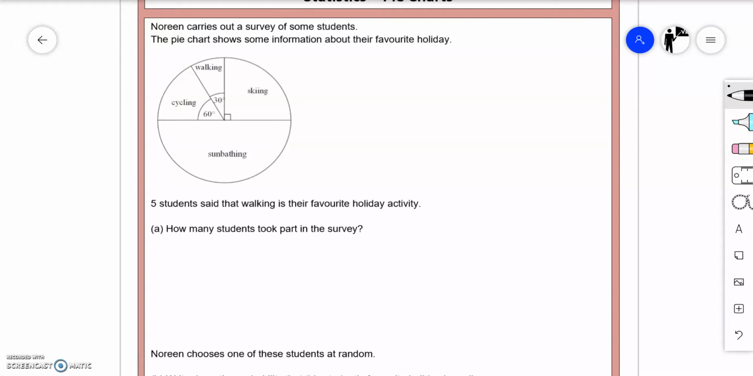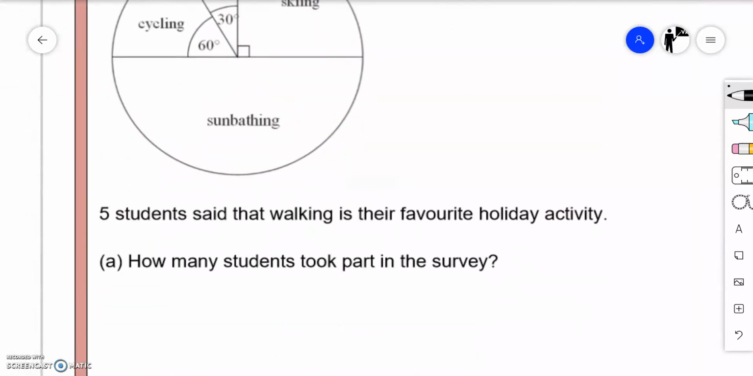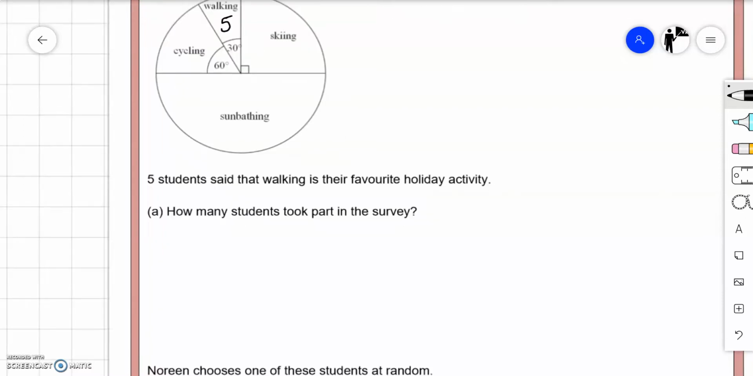Last question. Noreen carries out a survey on some students. The pie chart shows information about their favourite holiday. 5 students said that walking is their favourite holiday. So walking, this represents 5 people. How many students took part in the survey altogether? I.e., what is the whole amount? We want to figure out what is 360 degrees, how many people?